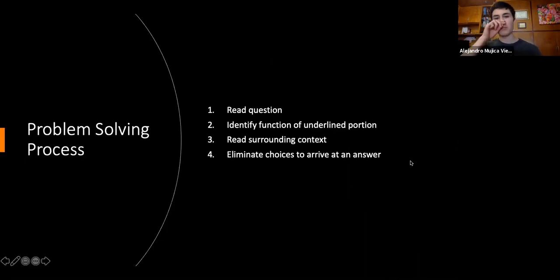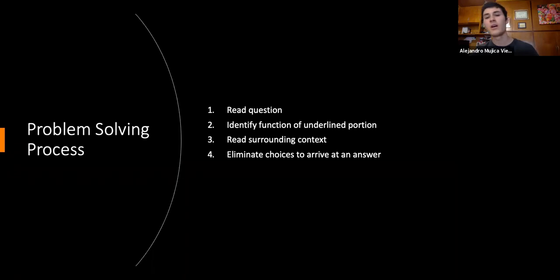Okay, the problem-solving process. This is basically the same as for the writing. I'm just going to reiterate it so you guys internalize it for both of these exams. You read the question, you identify the function of the underlined portion. You won't always have an underlined portion in this case. You might have something in quotations, or just something in general about the text itself. I didn't really revise this part that much, so the underlined portion doesn't really apply to this section.